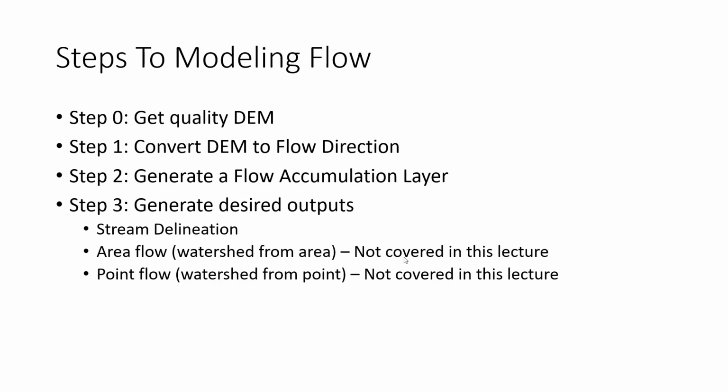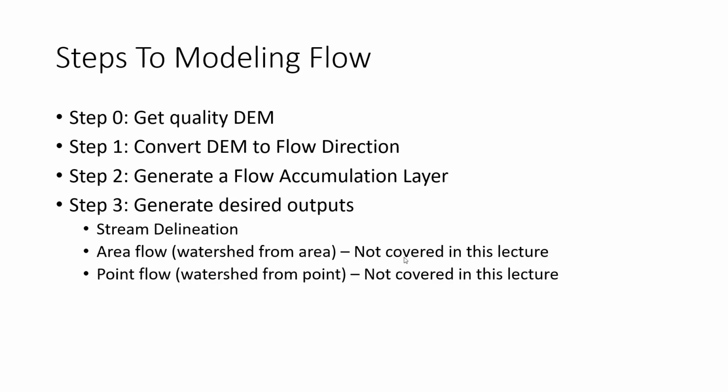Once you're sure that you have a good DEM, the first thing you're going to do is take that DEM and convert it into what's called flow direction. This is going to look very similar to how we went from cost distance to cost direction. Then you're going to take that flow direction layer and convert it into what's called flow accumulation, which accounts for how many pixels or cells would flow into any given cell. So the cell value of the flow accumulation layer is literally the number of other cells that flow into it.